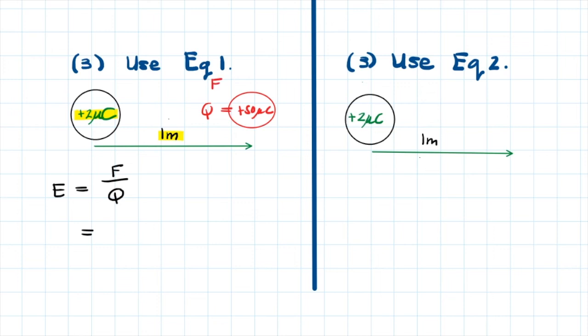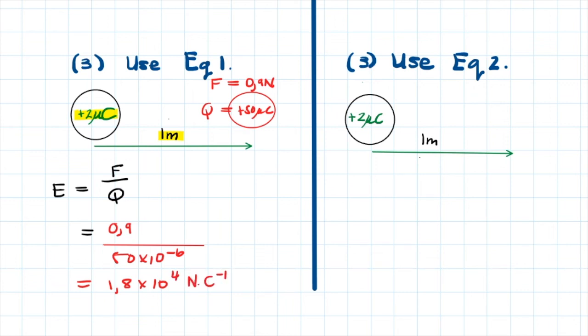We worked out the force in question number 1 and we found that the force is equal to 0.9 newtons. So into this formula we plug in 0.9 and we are going to divide it by the charge of the test charge. So that is 50 times 10 to the power of negative 6. We always use the correct SI unit. And in the end, the answer is 1.8 times 10 to the power of 4 newtons per coulomb. And that is the magnitude of the electric field. Whose electric field? The electric field of the positive 2 microcoulomb charge.